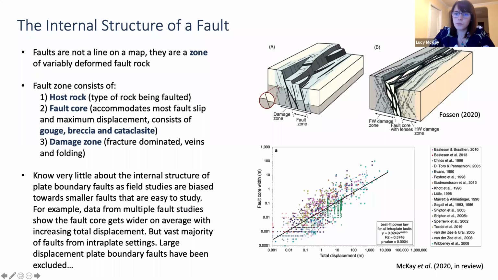So just for those who are not aware, I guess, of faults in a more detailed sense, they're not just a line on a map or a plane within an interpreted 3D seismic volume. They are a zone of variably deformed rock. Studies of the internal structure of a fault show that variably deformed fault rock consequently leads to variable mechanical and hydraulic properties that control how the fault moves with regards to earthquakes. So typically we view the fault as a 3-component model.